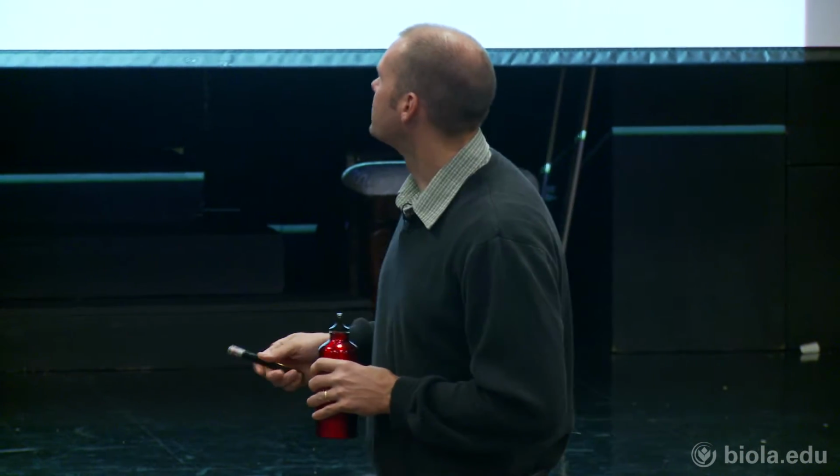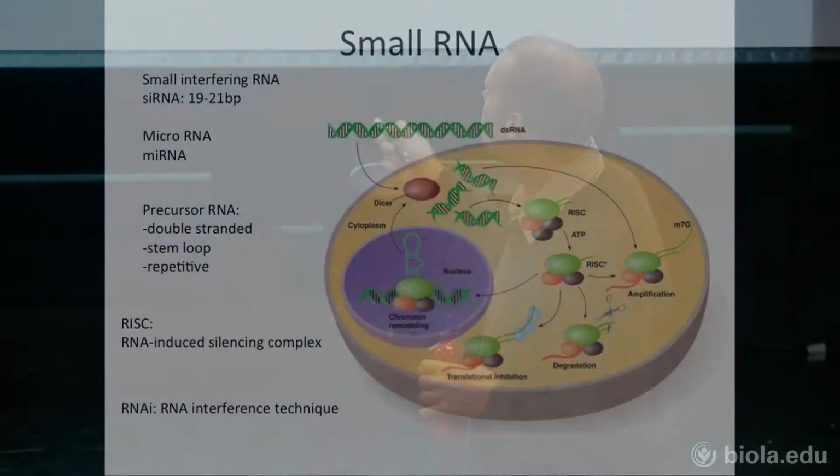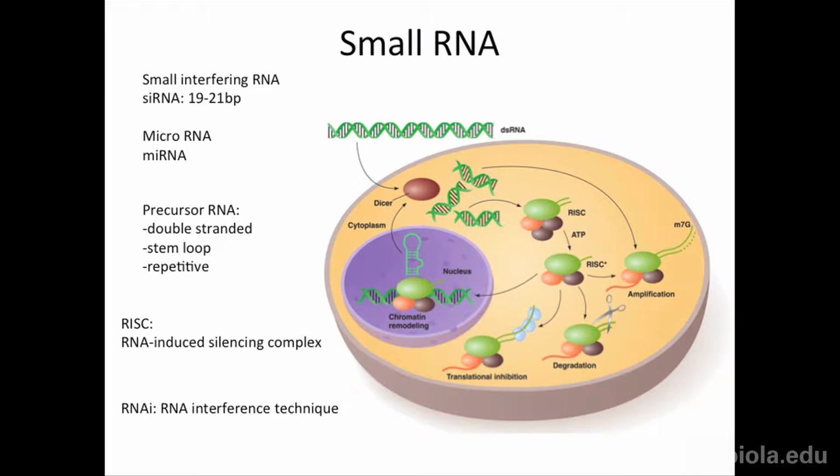There's actually two classes of these small RNAs. Small interfering RNA, called siRNA, and then there's microRNA, miRNA. There are subtle differences in the way these things are formed. I'm just going to lump them together. I don't think the differences are very significant, so I'm going to give you kind of the basic idea.